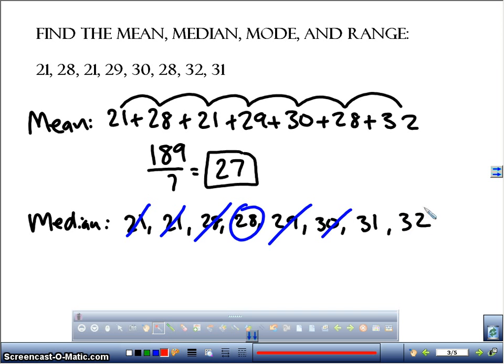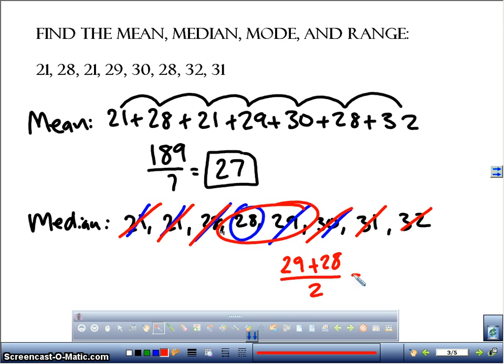When I counted from the edges, 2, 3, 3, I would have two numbers in the middle. What do I do then? So what do I do if it's not just one number left? I've got two. What I need to do is add them together and take the mean of them. So I go 29 plus 28 and divide that by 2. And that'll give me 28.5. And that is your median.